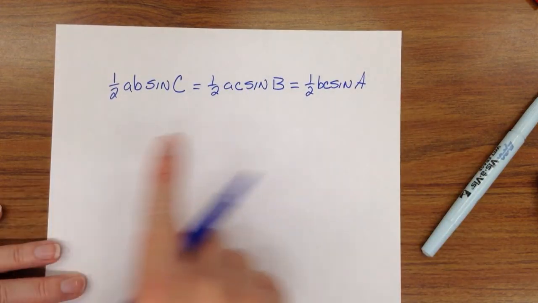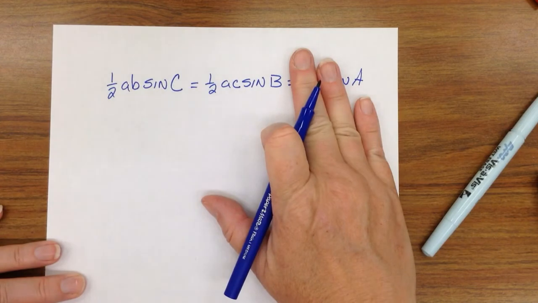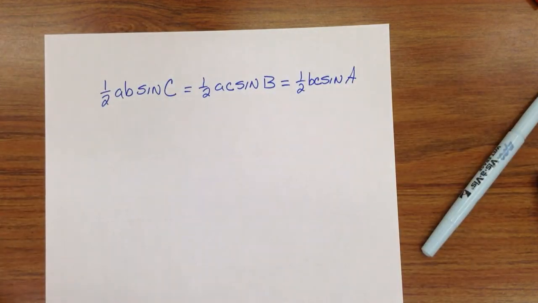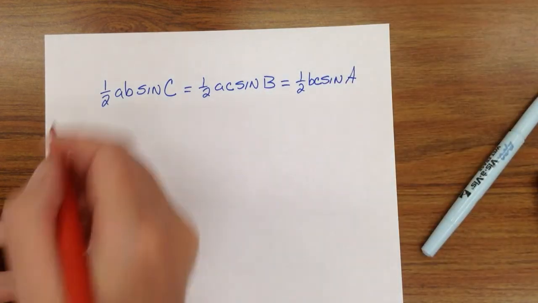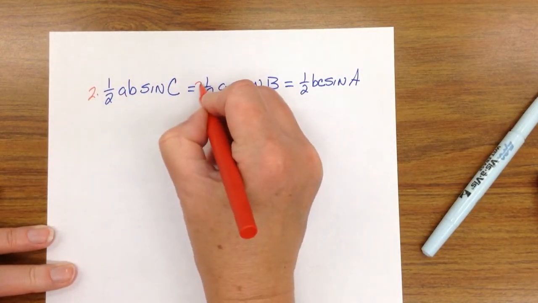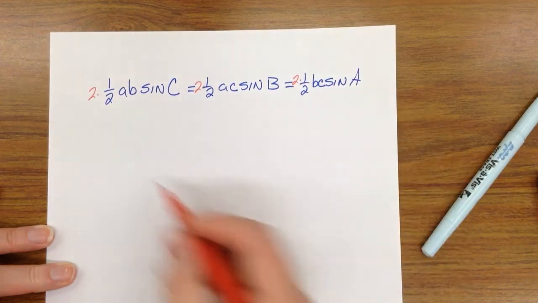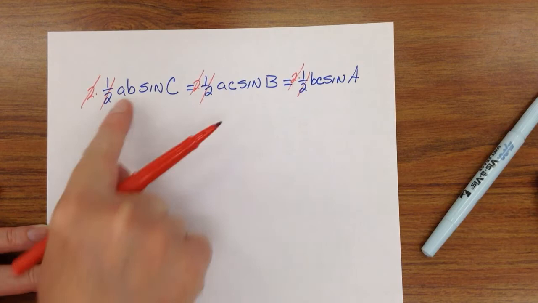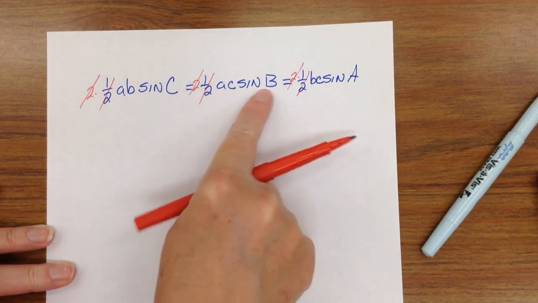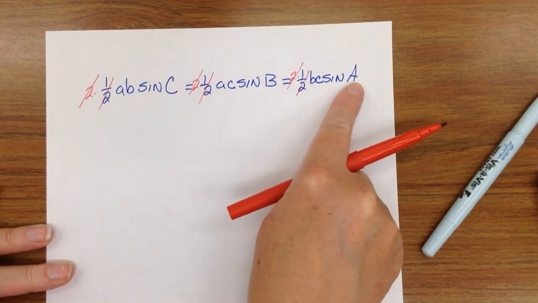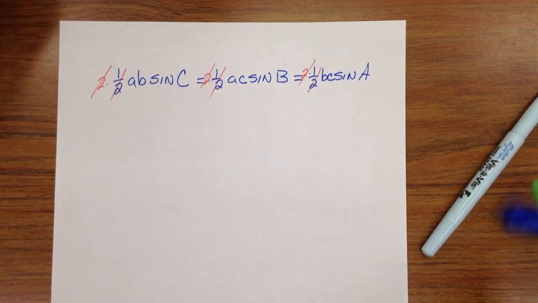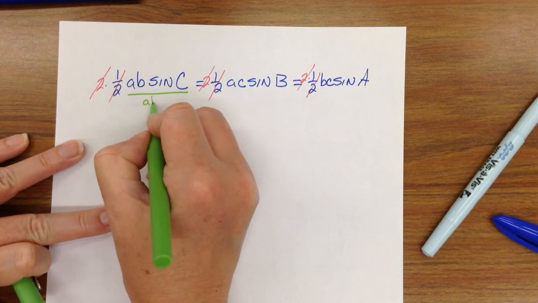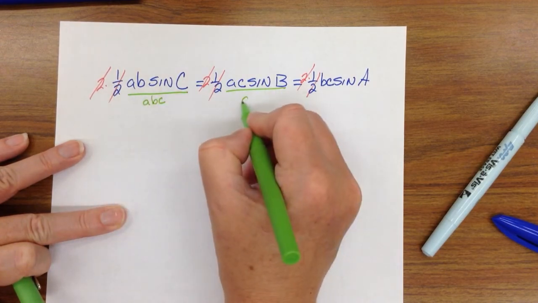Now, even though it's a 3-part equation, I'm going to treat it like a 2-part equation where you multiply on both sides. I just multiply on all parts. First thing I'm going to do, I'm going to multiply all the parts by 2. That will cancel out all the 1/2s. All right, so now I have AB sine C, AC sine B, BC sine A. I am now going to divide all three parts by A, B, C. Those are the sides.